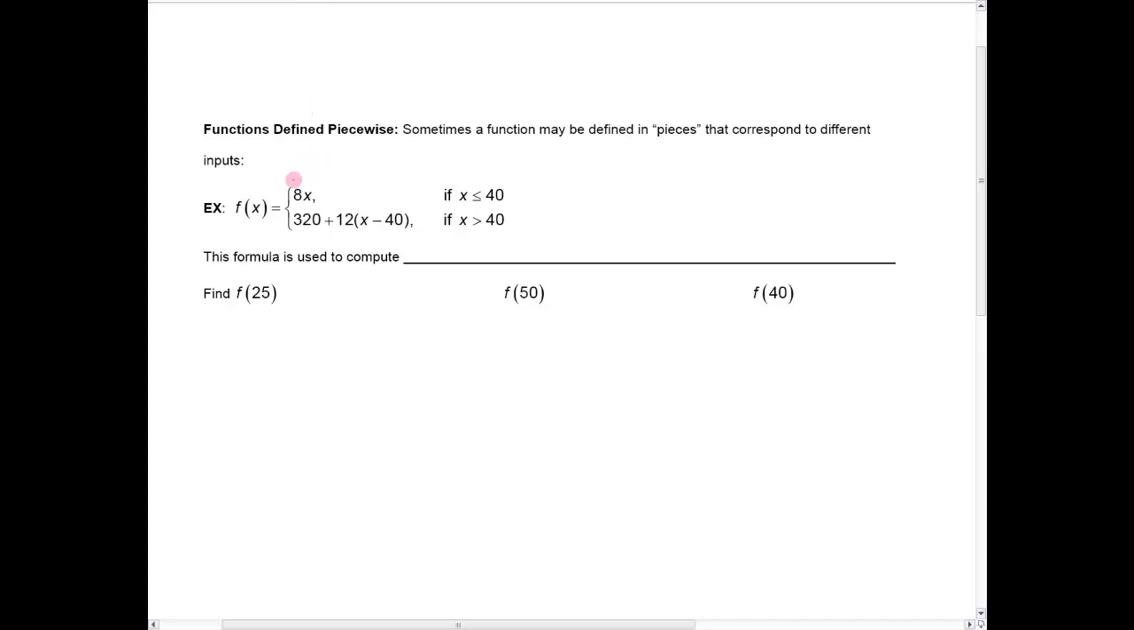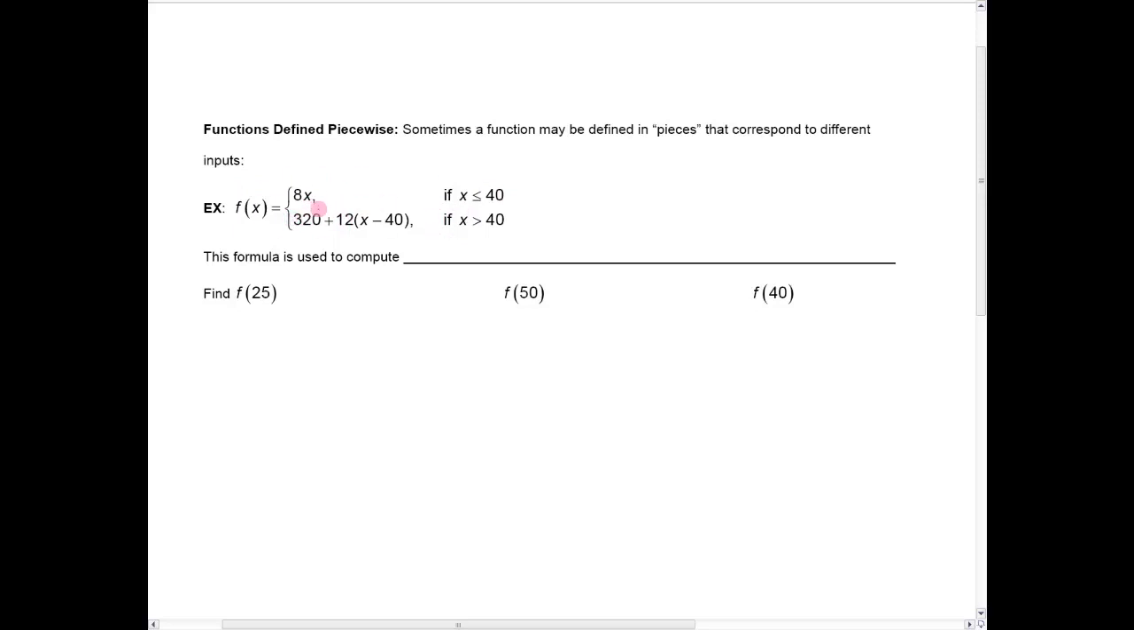Hi everybody. In this video I want to go over functions that are defined piecewise. Sometimes a function may be defined in pieces that correspond to different inputs. So for example, this function here: if your input is less than or equal to 40, then you use this formula to compute it. And if your x value, your input, is more than 40, then you use this formula to compute the output.